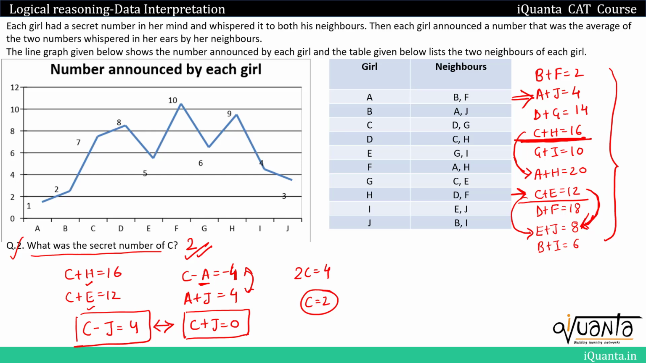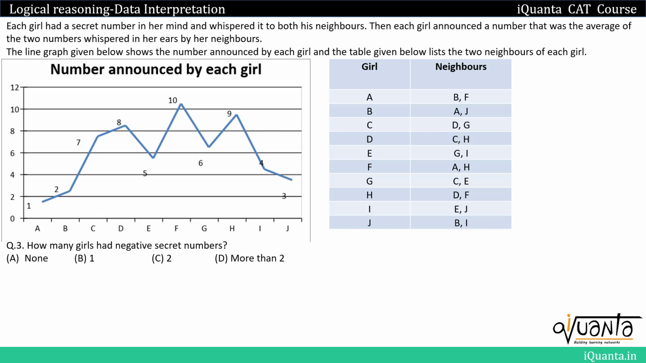Let us solve the third question now. The third question is, how many girls had negative secret numbers? To find out whether the secret number of a girl is negative or positive, we'll have to find out the values of each and every alphabet over here using the equations, and then check their values. If they are positive or negative, then only we can answer this question. So let me write down the equations over here.